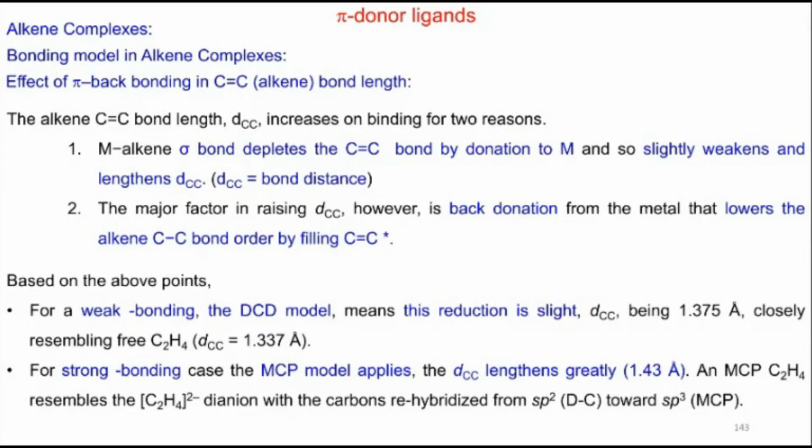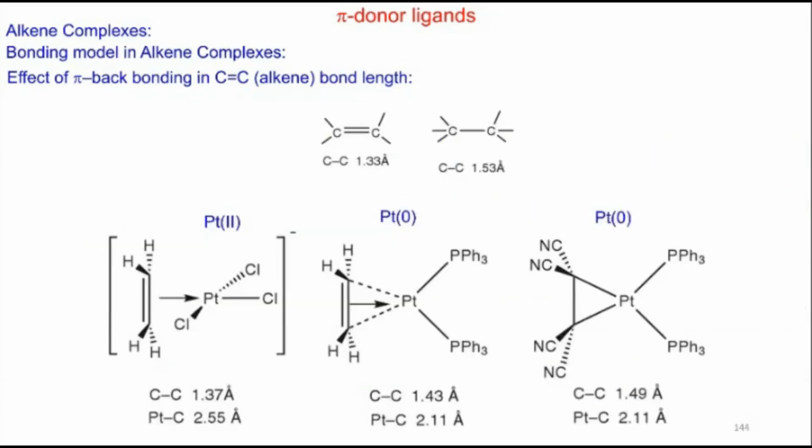Therefore, the question can be anything. They can ask which has an MC model, which has a DCD model, or ask you to arrange them by carbon-carbon bond distance or metal-carbon bond distance. Your thought process should be the pi back bonding. That's why I said for most of these questions, if you think about the pi back bonding, you could readily answer it. And this is a question the CSR asked already.